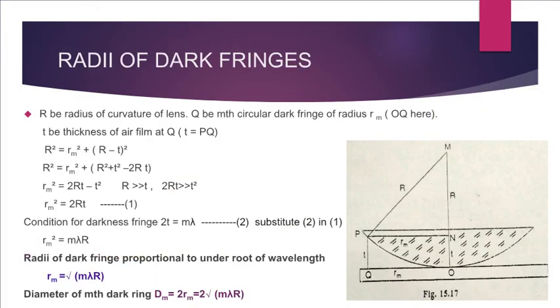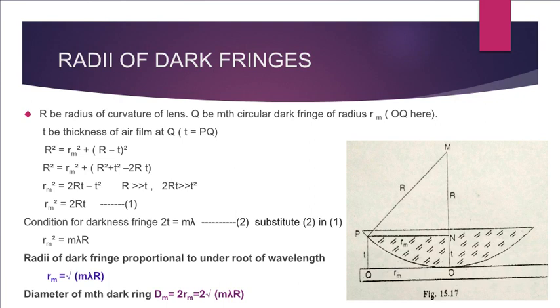We can derive an expression for the radius of a circular fringe as follows. Let us consider our Newton's ring setup. Let's take the plano-convex lens of large radius of curvature R. Let Q be the mth dark fringe of radius r m that corresponds to thickness t of the air film. From the figure, we have OC equals PN equals r m, MO equals PM equals R. Consider triangle MNP. By Pythagoras theorem, we can write R square equals r m square plus (R minus t) square. On simplifying, we get r m square equals 2Rt minus t square.